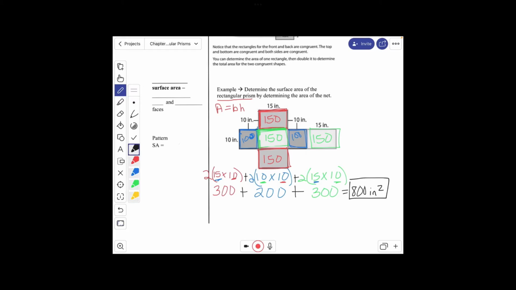Okay, there's also lateral surface area. So that was the total surface area. Lateral surface area excludes, that means does not include, the top or the bottom. So that means it's the same thing, but we'd take this off because that was the top and the bottom. So the lateral surface area would just be 300 plus 200, which is 500.